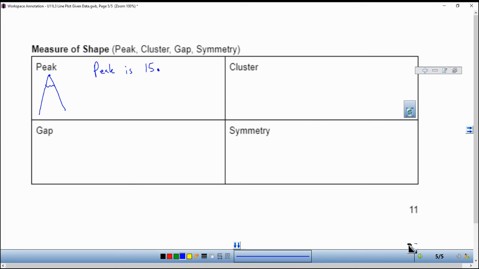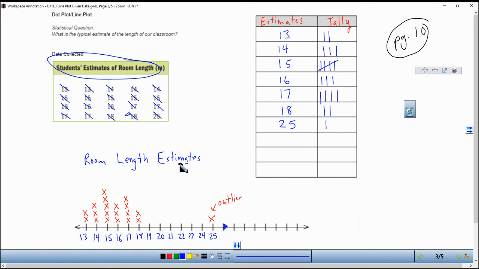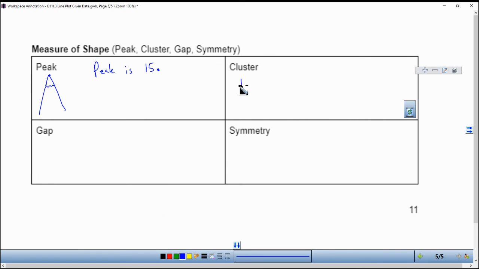Okay, cluster. That's when there's like a lot of data, like a cluster of granola. It's like packed in a lot. It's where there's a lot of data in a small space. So I'm looking at the data. There's a lot of data, and I wouldn't circle this. Don't circle this on your paper. But there's a lot of data like right here. So from 15 to 17, more than half the data is between those two numbers. So that's called a cluster. It's when there's a lot of data in a small space. So the cluster is from 15 to 17.